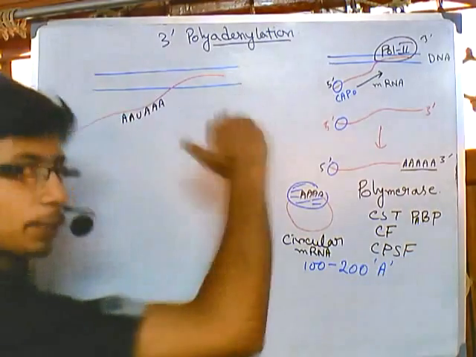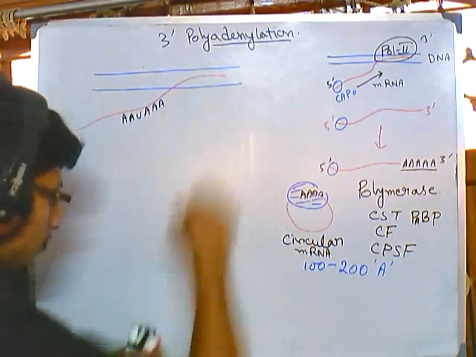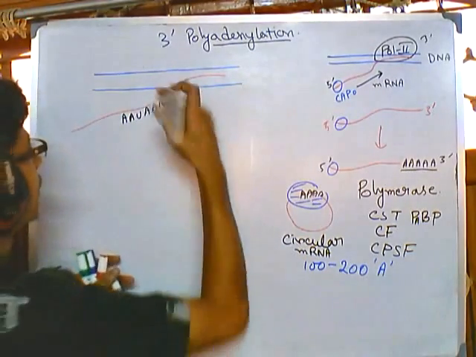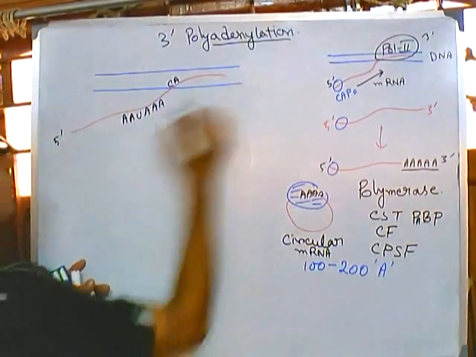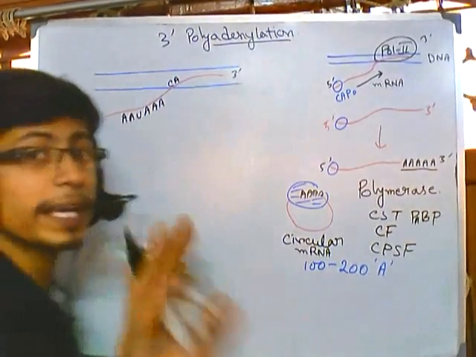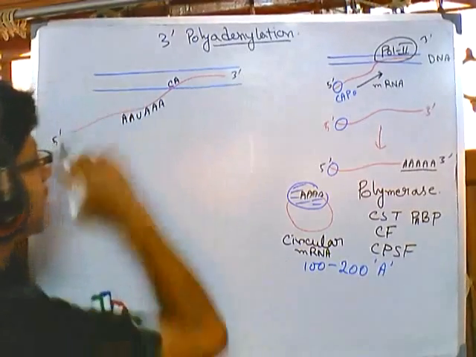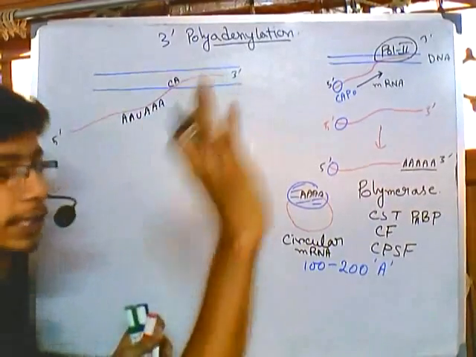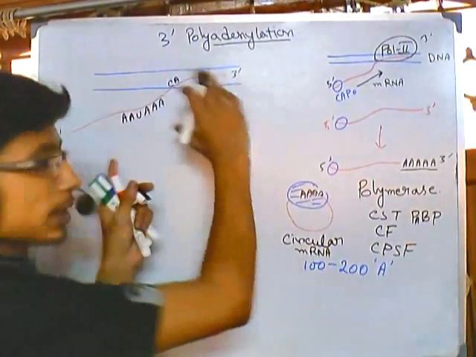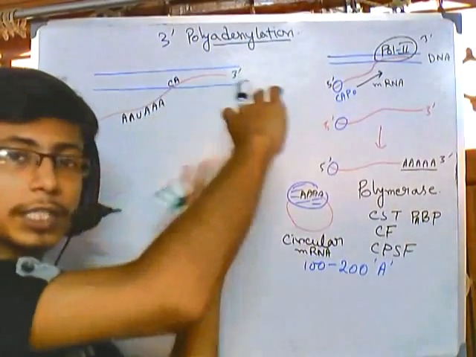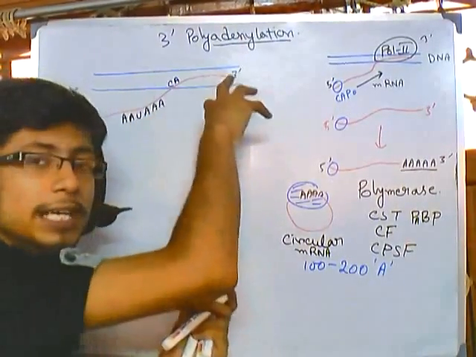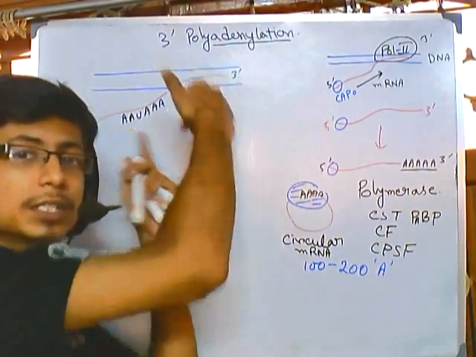Then it keeps on transcribing. After some region, there is another sequence, the CA sequence. So this is again 5 prime towards this, and this is the 3 prime of the mRNA. Okay, the red thing is the mRNA, the blue thing is the DNA. I am drawing this picture along with DNA to show you that this process is going on simultaneously. This process of polyadenylation begins during the transcription process.